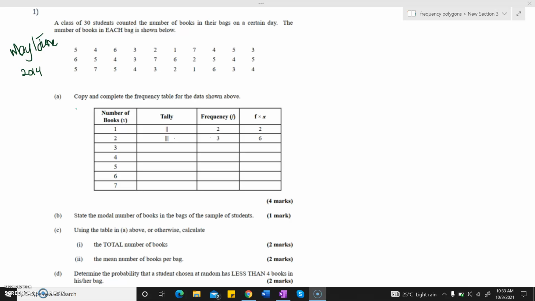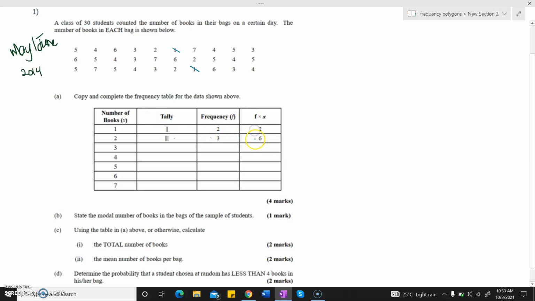So for the students who had one book in their bag, the frequency was 2, right? So let's see how they got that 2. Looking at your numbers, 1 appears 2 times. 1 here, and then 1 here. So that's how we get the frequency of 2. The tally will be the 2 strokes, right?